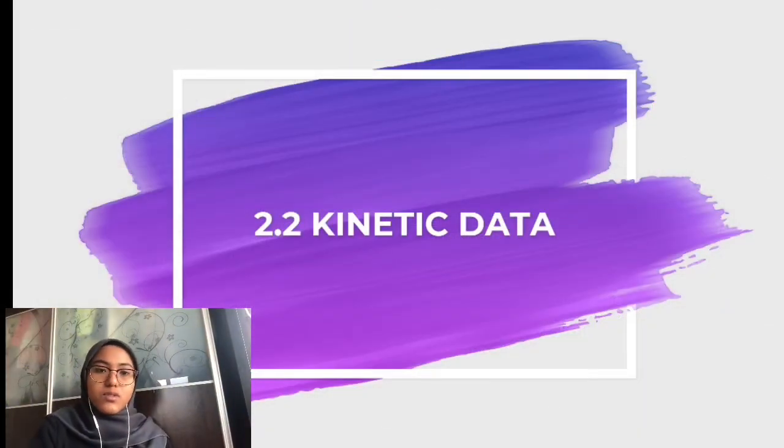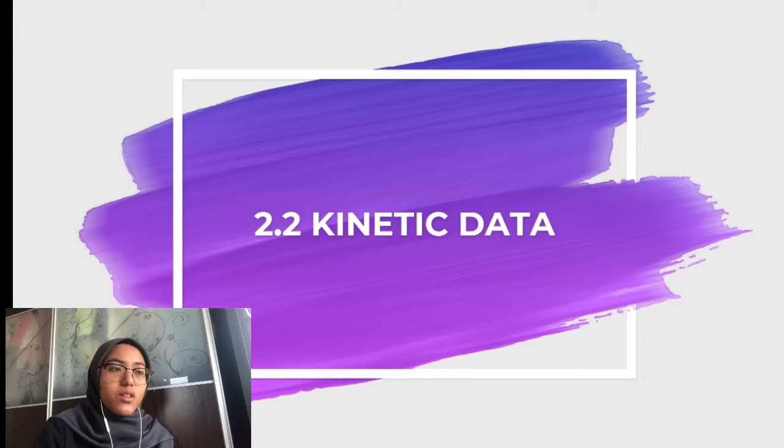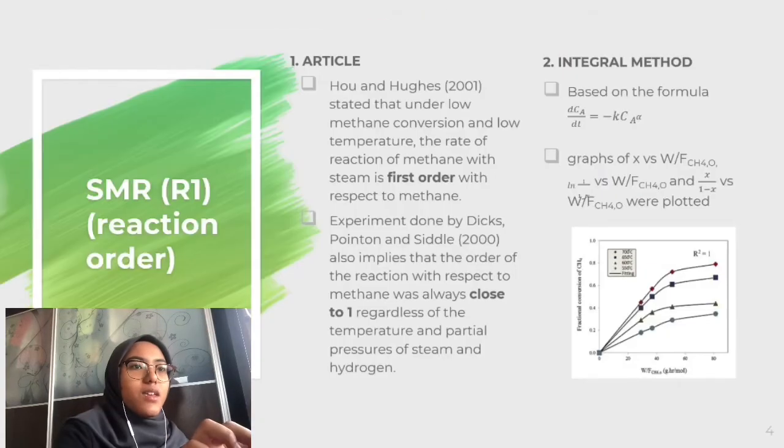My name is Najah binti Sahimar, 2.2 kinetic data. We can see for SMR, or reaction 1, we have two ways to find the reaction order. First, we use the article. Second, we are going to prove the statement from the article by using the integral method.